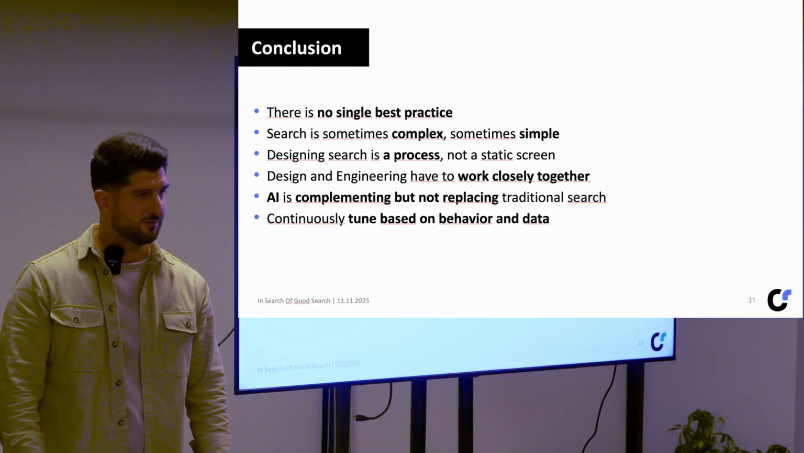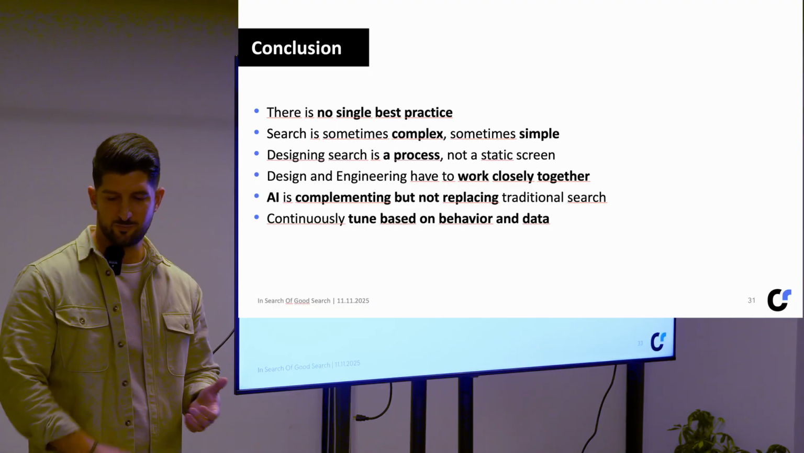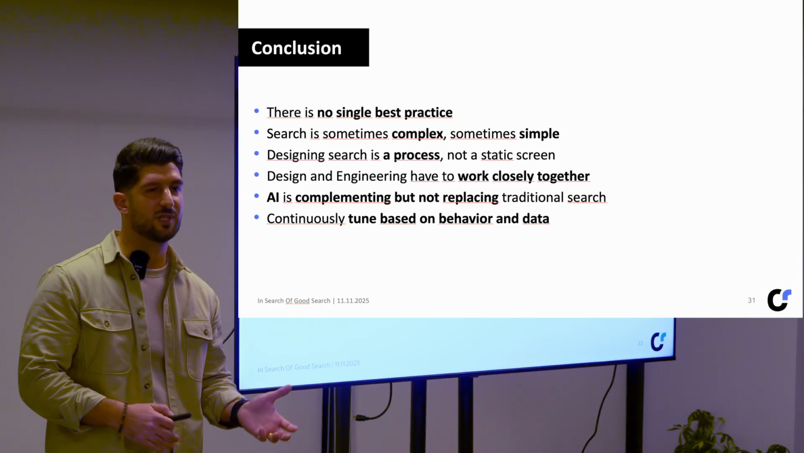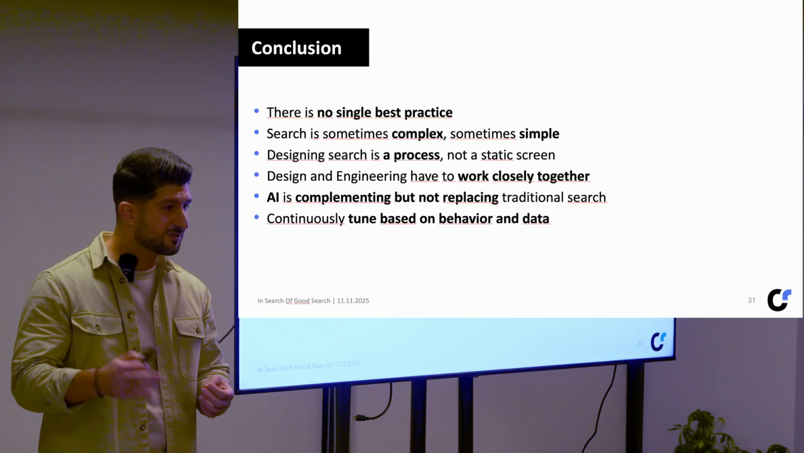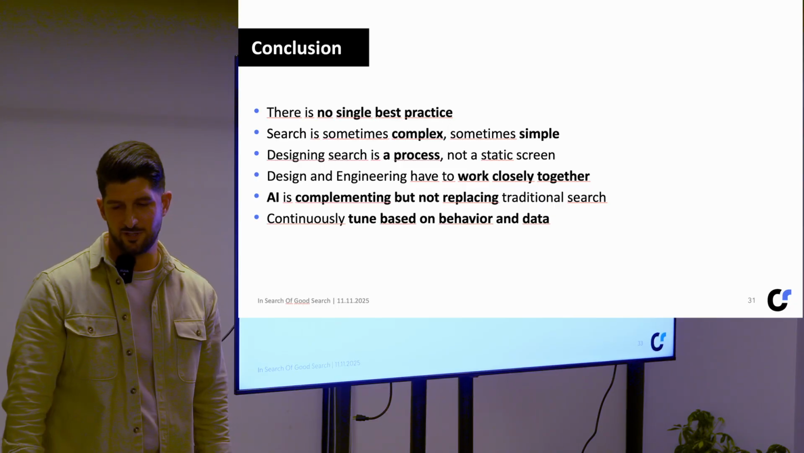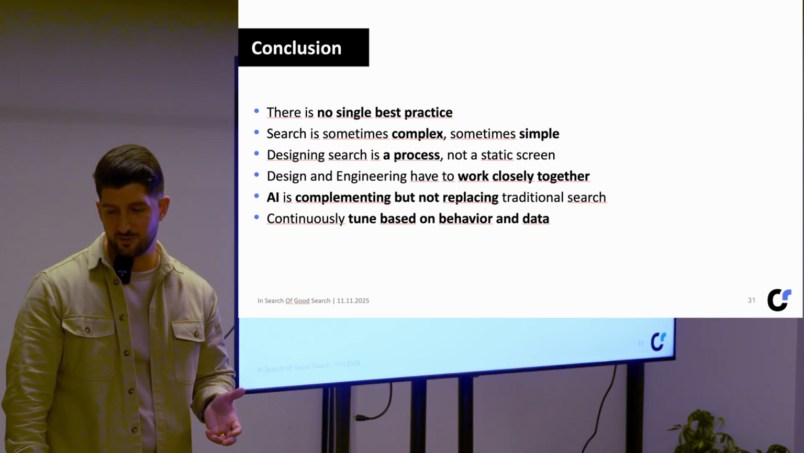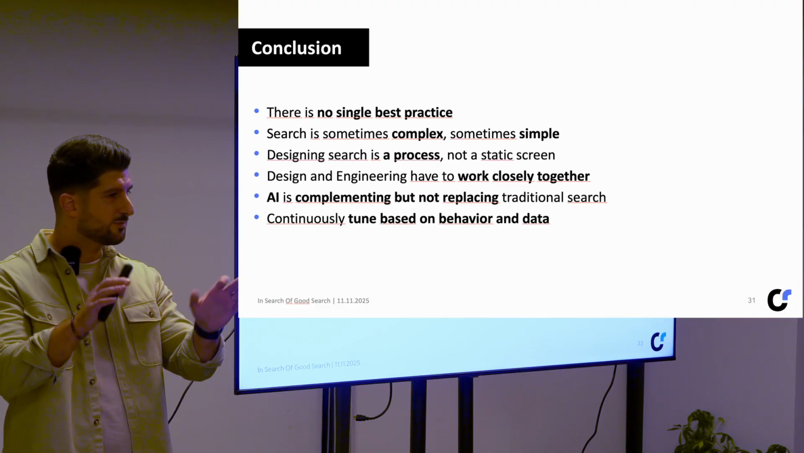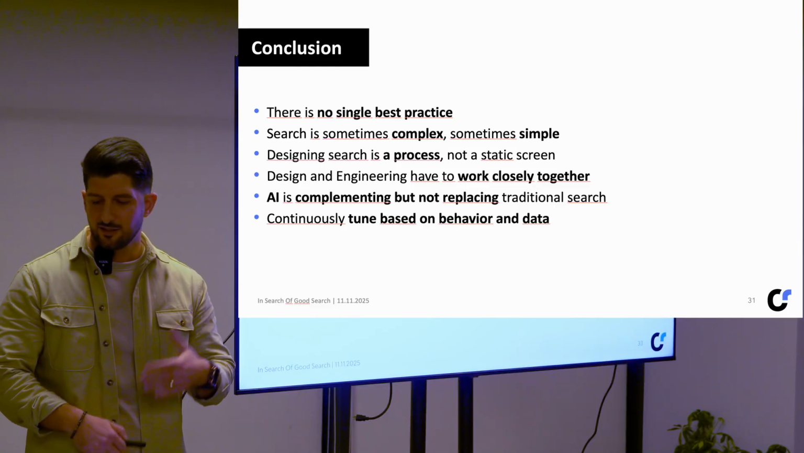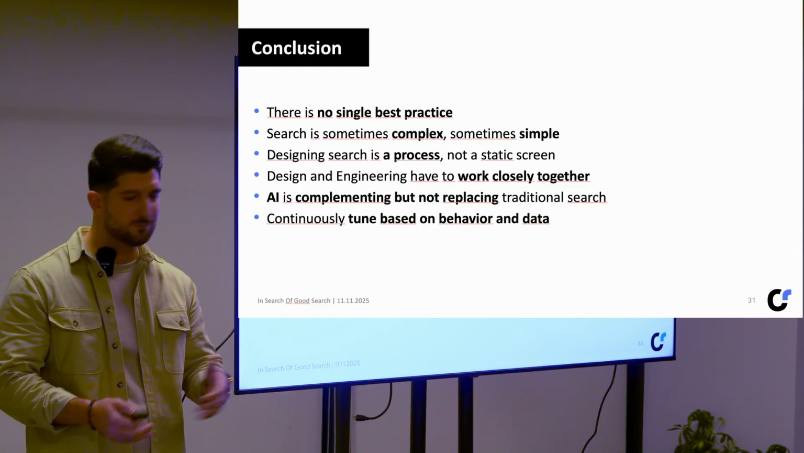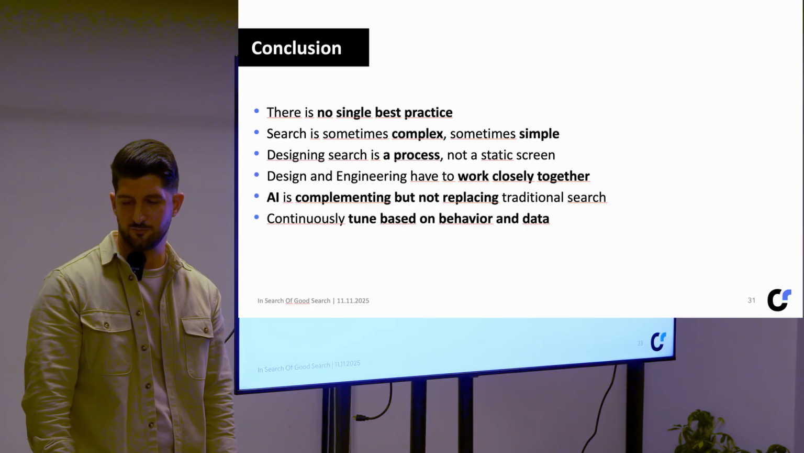As you could see, there is no single best practice. It always depends. Search is sometimes complex, sometimes it's simple, sometimes maybe a good auto-suggestion can beat a semantic search when it's really performing well. Then designing search is a process. It's not a static screen, so placing an input field on a mock-up screen is not enough. You have to think about things like micro-interactions, auto-suggest, loading animations. What do you do when you have 0 results? How do you display the results for different types of content, and so on.